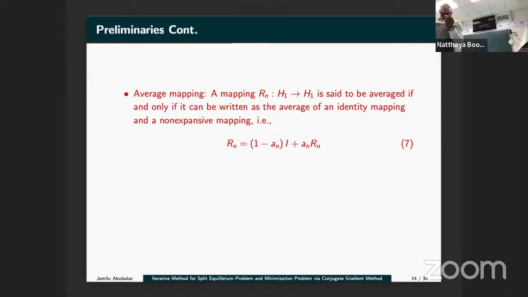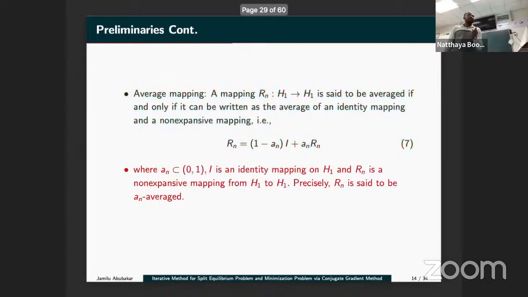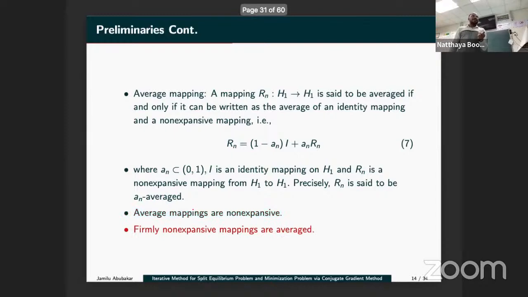For abuse of notation, you can change this R to be maybe some operator T or something where it is non-expansive. And this A_n happens to come from the interval (0, 1), and I here is denoting the identity mapping. Averaged mappings are well known to be non-expansive, and firmly non-expansive mappings are also averaged. So that operator that we define can be considered as averaged.